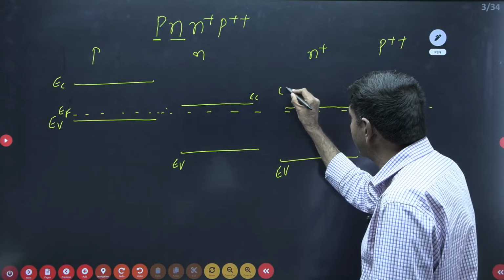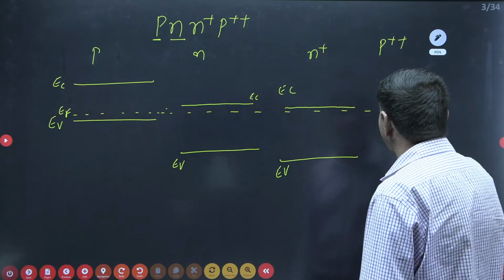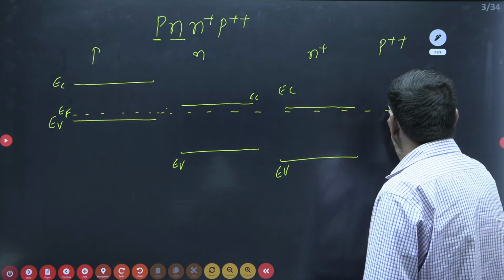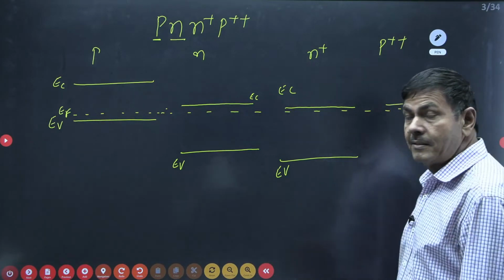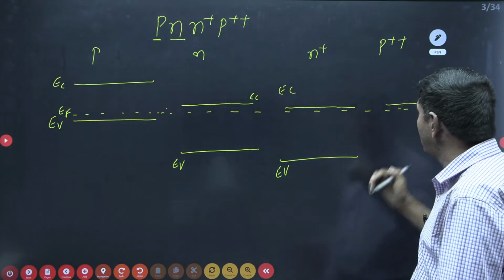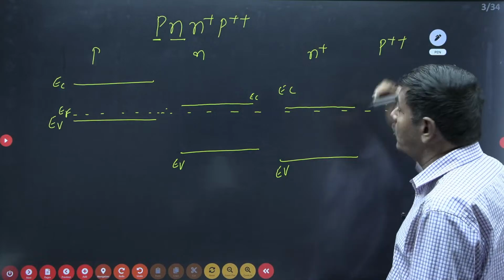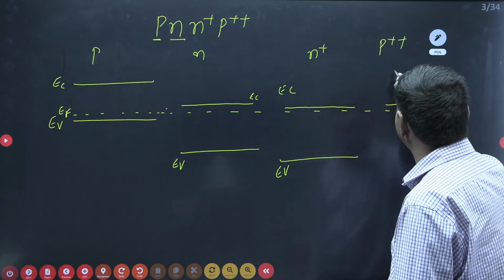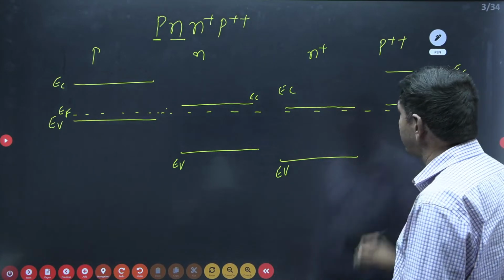In this case, this is the conduction band. But in this case, P double plus indicates the valence band will be just above this Fermi level, just above this Fermi level only possible. Valence band is here, but it will go down only now. Why it is going down means it is heavily doped only. But the conduction band will be far away from this.